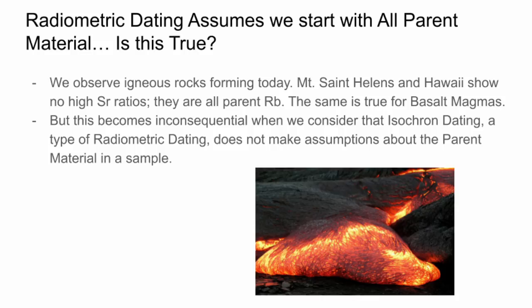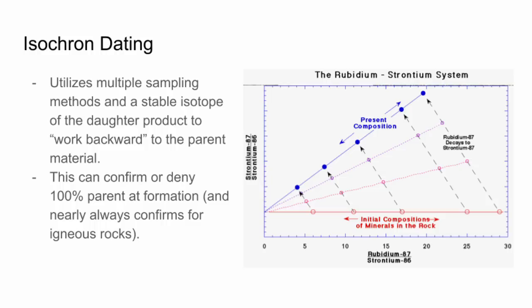But with that being said, it does become inconsequential when we consider isochron dating, which is this type of radiometric dating that doesn't make any assumptions about the parent material in the sample. And isochron dating, we won't get super into it because it's really, really boring to me, sorry geologists. But it works like this. You take a bunch of different samples of a given rock, and you don't just measure the parent to the daughter, you measure the parent to a stable version of the daughter, as well as the daughter to the stable version of the daughter.